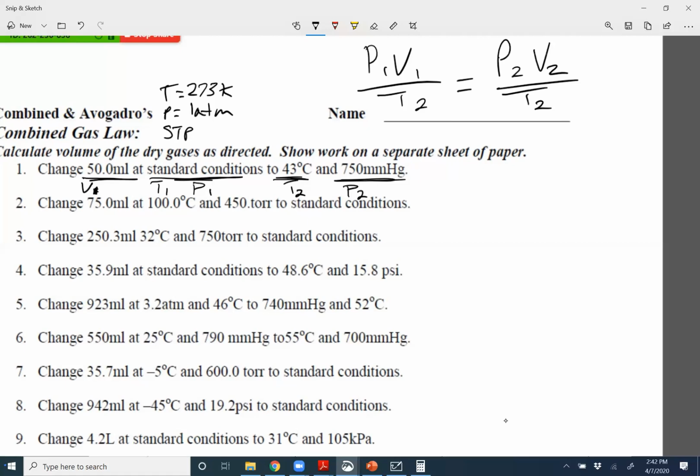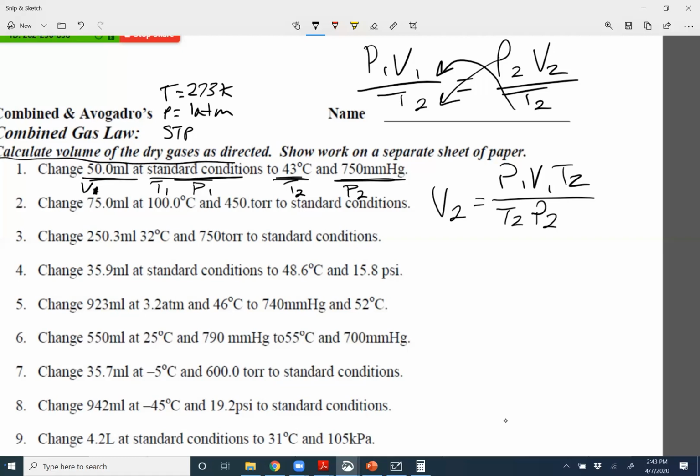So for all these problems, if you want to skip the algebra step, you can just follow me. You're going to take this guy and put him up here, and you're going to take this guy and put him down there. So that's going to give us volume 2 is pressure 1, volume 1, temperature 2, all over temperature 1, pressure 2. So now we have a setup to find volume 2, which is what's missing here. Notice how it says calculate the volume. It says dry gas because, again, sometimes water gets in there, but we're ignoring that for now.